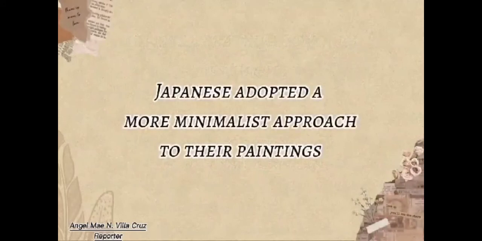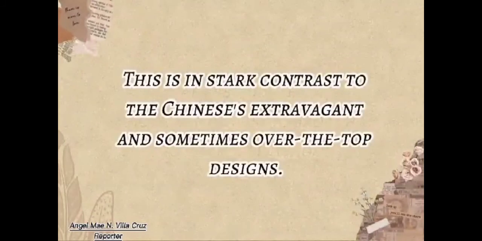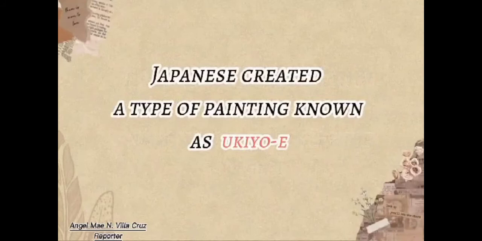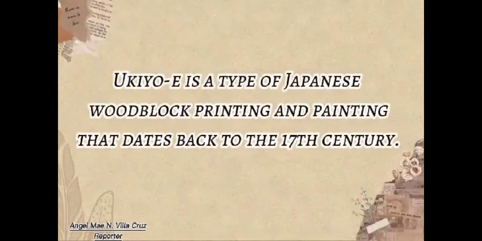Despite being influenced by the Chinese, the Japanese adopted a more minimalist approach to their paintings. This is in stark contrast to the Chinese extravagant and sometimes over-the-top designs. The Japanese also created a type of painting known as ukiyo-e. Ukiyo-e is a type of Japanese woodblock printing and painting that dates back to the 17th century.